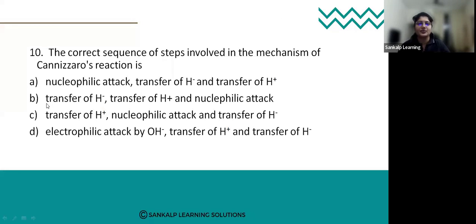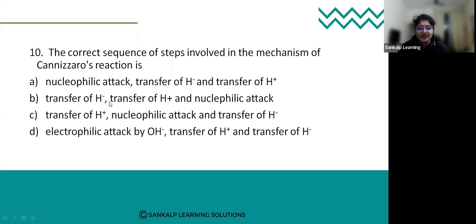The correct sequence of steps involved in the mechanism of Cannizzaro reaction is: here you need to know how the Cannizzaro reaction works and what all the steps involved are. So here are the 4 options. A: nucleophilic attack, then transfer of H minus, and transfer of H plus ion.